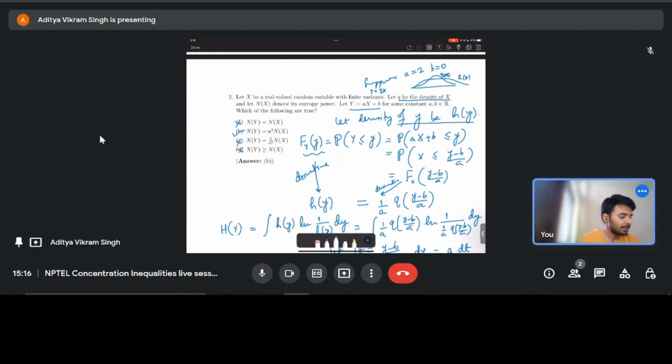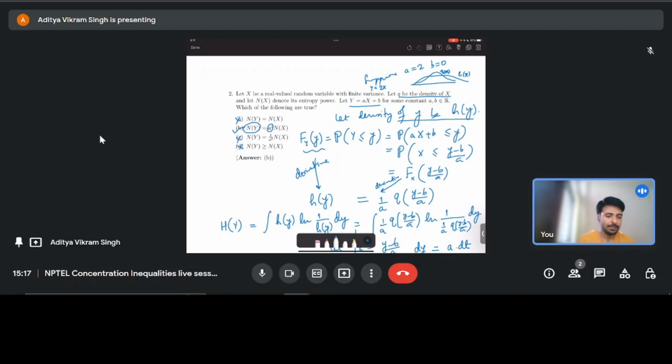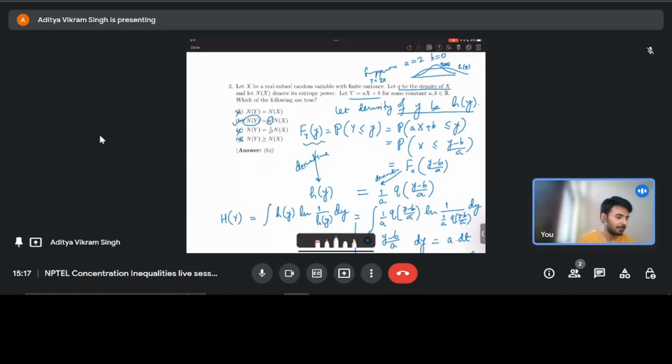So its density is wider, which means that the entropy is higher because there is more uncertainty. The more uniform something becomes, the more its entropy. So n(y) would be 4 times n(x). It makes sense that the entropy is more than n(x) when a is more than 1. When a is less than 1, the opposite happens: the density shrinks, and so the entropy reduces. So that is why D is not always correct. D is only correct if a is more than 1.